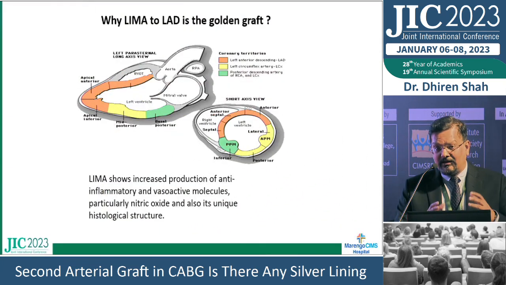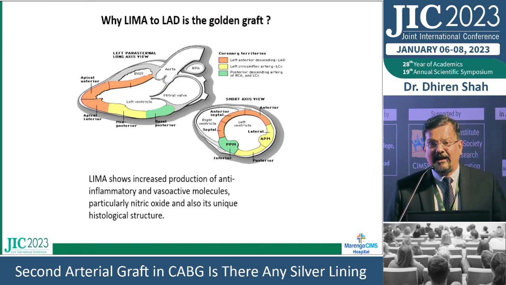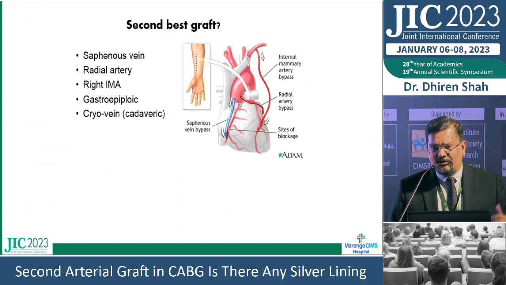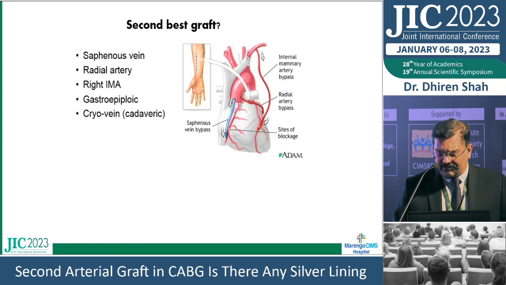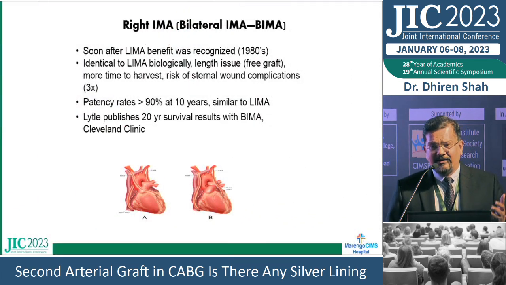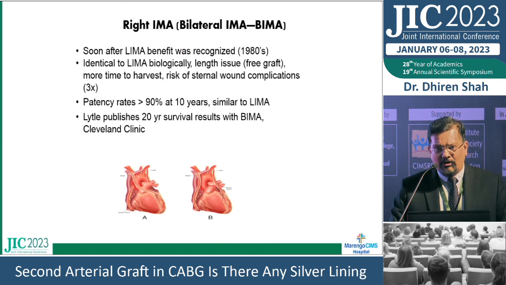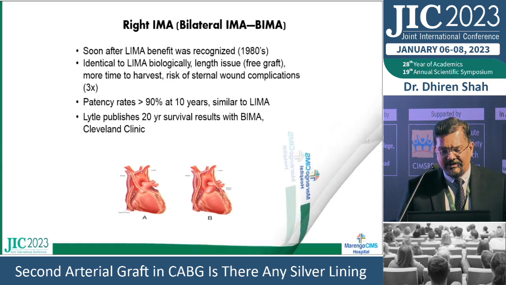Another reason why LIMA to LAD is important is because the LAD supplies 60% of the LV. So the majority of the myocardium is taken care of by LIMA to LAD. So what are the other conduits that we have? That is the saphenous vein graft, radial artery, right internal mammary artery, and gastroepiploic artery, which is not routinely used everywhere except in Japan. Right internal mammary artery is definitely a twin sister of LIMA. So all the characteristics and all the advantages that we have are the same with both the arteries.